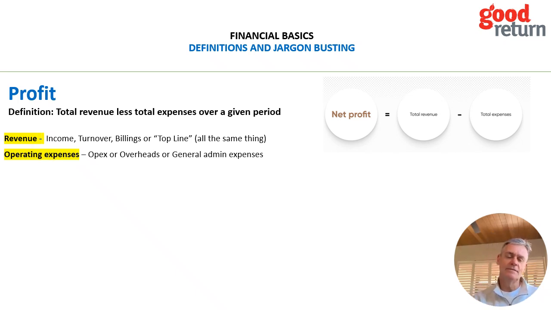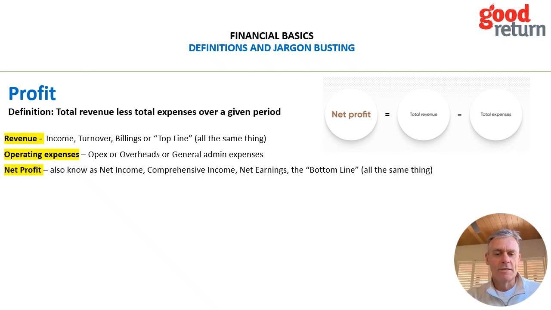Operating expenses are then the expenses of the organisation on a day-to-day basis. That often gets shortened to the term OPEX. Some people call it overheads, and other people call it general administration expenses. All of those terms are exactly the same thing to describe the expenses of an organisation. And then even net profit or profit as a term gets called different things. So some people will call it net income or comprehensive income or net earnings. And I bet we've all used the term the bottom line simply because the bottom line is the same thing as net profit, and it happens to be the last line on the profit and loss report.